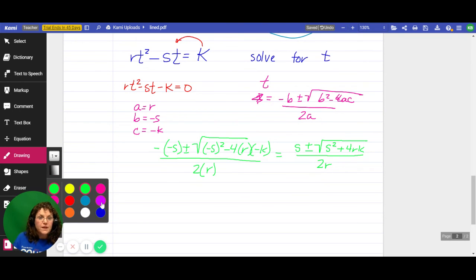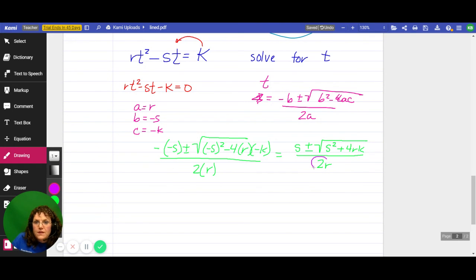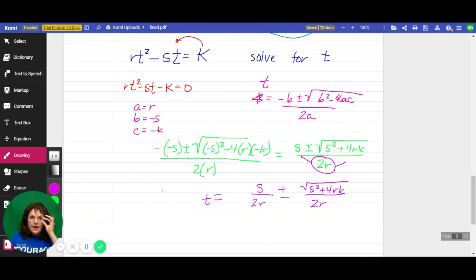However, for MyLabs Plus, it wants you to split up any fractions like this that have two pieces to them. So this denominator really belongs to both pieces of the fraction. So it's going to be s over 2r plus or minus the square root of s squared plus 4rk over 2r. And this is actually two answers there. So t equals s plus, and then t equals s minus. So that's it.